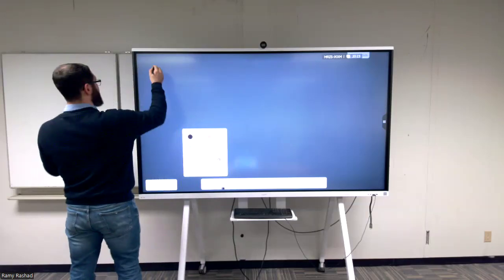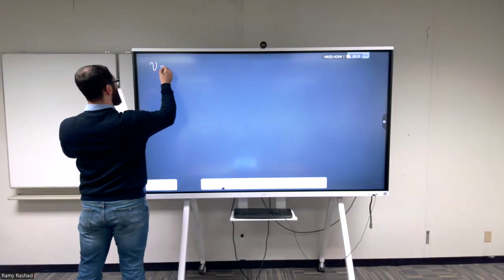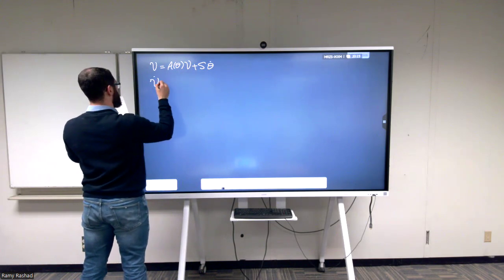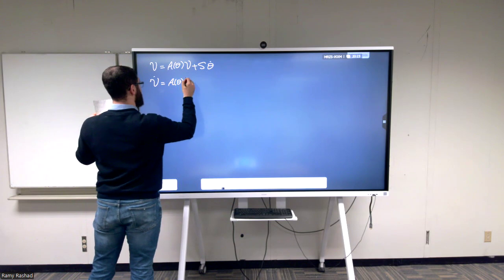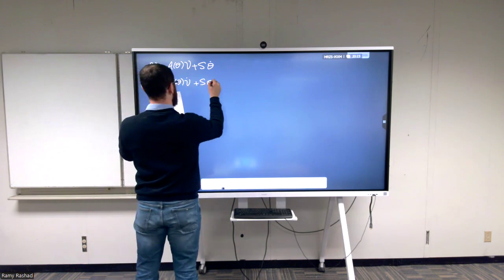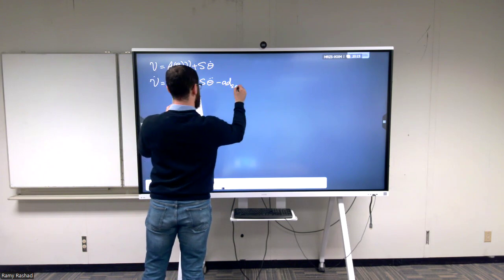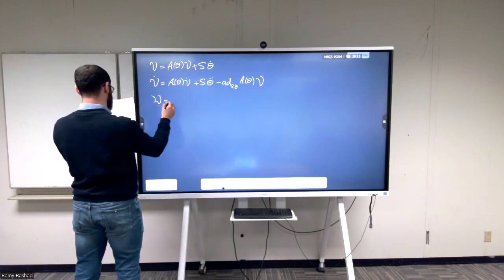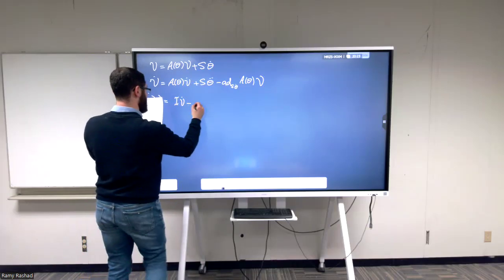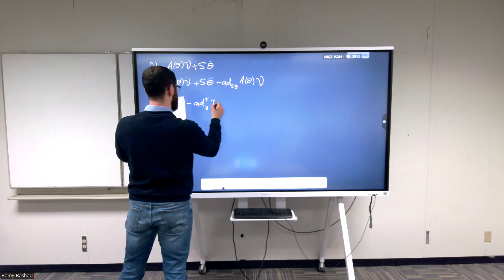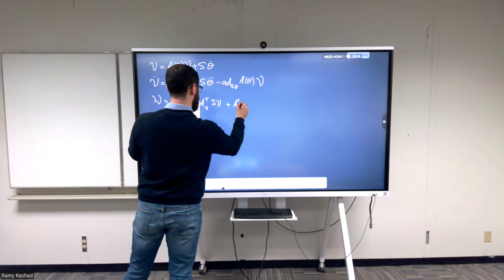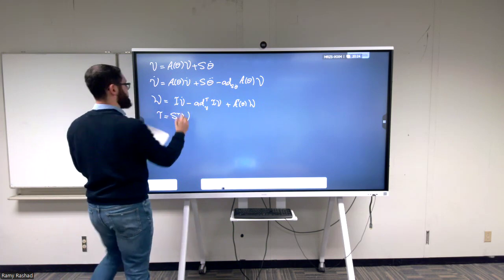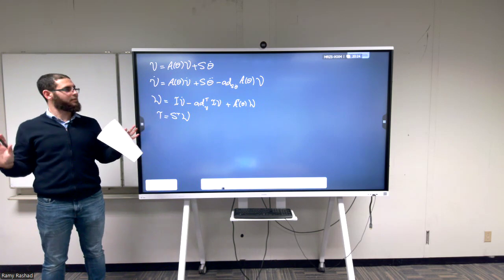So the compact equations in the end can be written as follows. V is equal to... Easy? Nothing else. Right? Same equations.